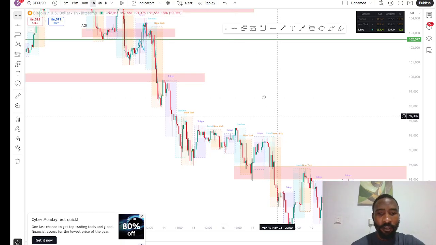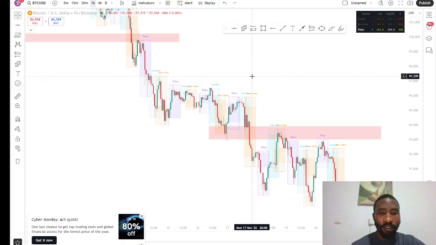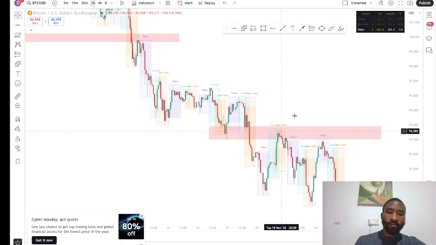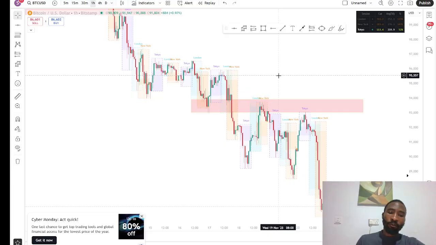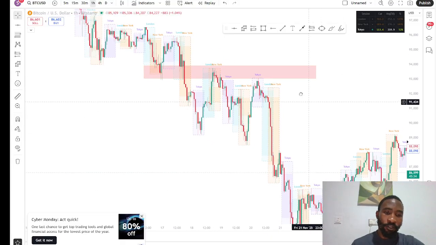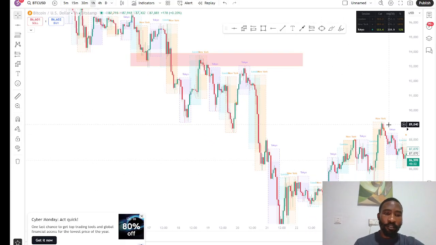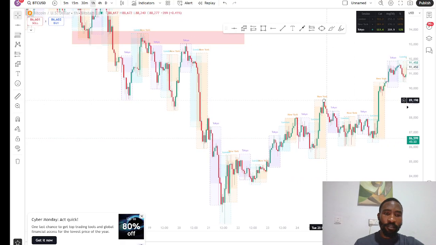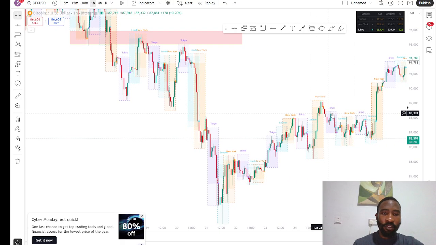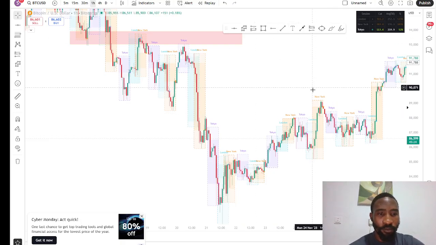Same thing as here too. You can basically predict the outcome of your trade without having to stress. Yeah, we can use this one as the same thing. We can use this area here.